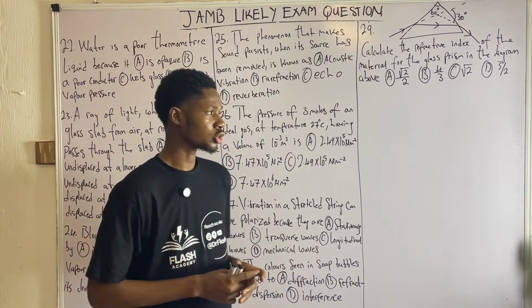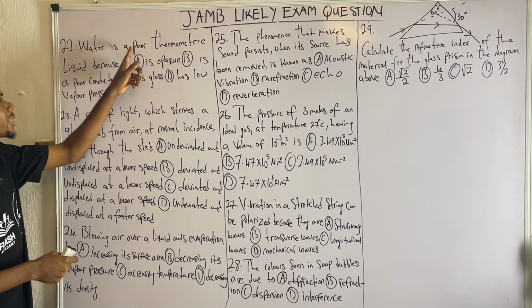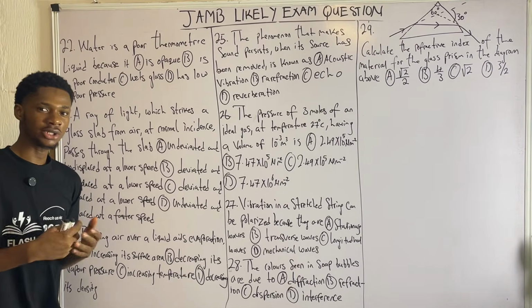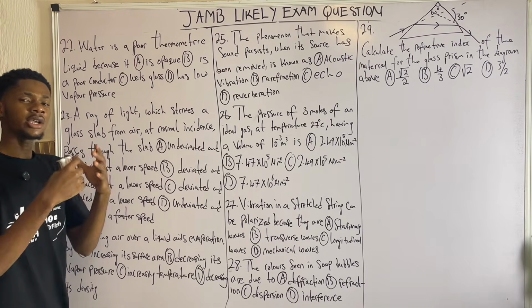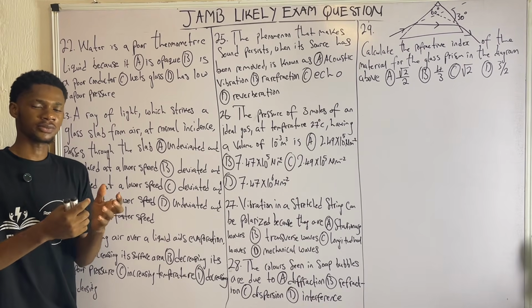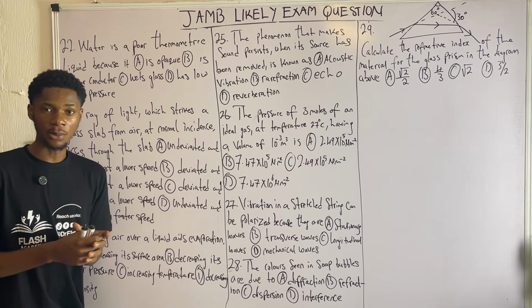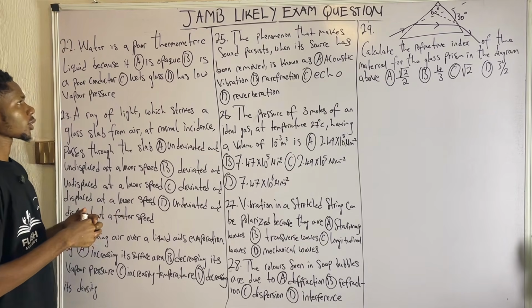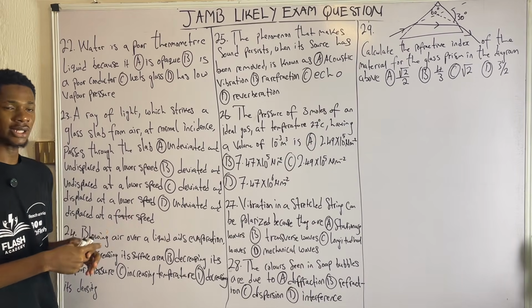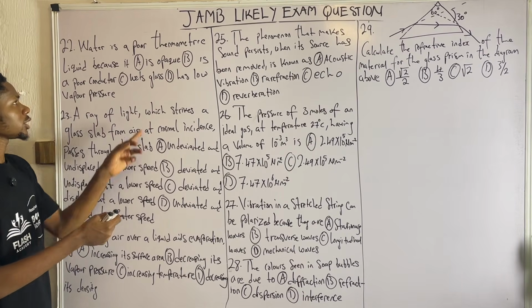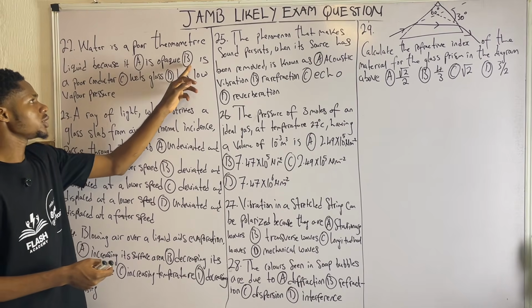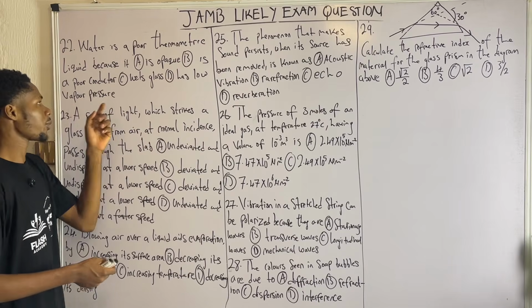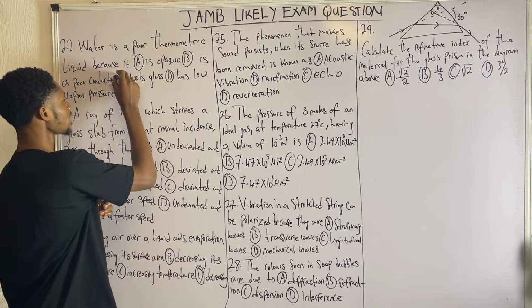Now the next question on the board, question 22, reads: water is a poor thermometric liquid because it is... When we say water is a poor thermometric liquid, it means if we make use of water in thermometry, that is, in calibrating a thermometer, why don't we use it? Option A, because it is opaque. Option B, because it is a poor conductor. Option C, it wets glass. Option D, has low vapor pressure. The correct answer is because it wets glass.